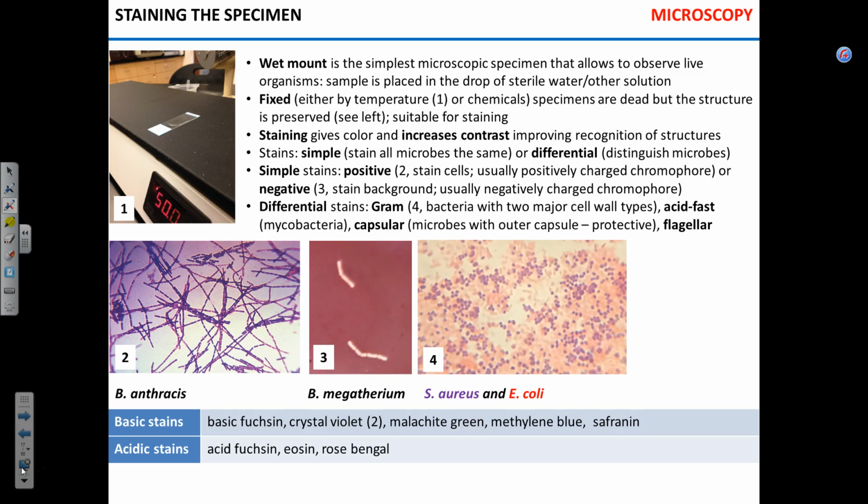So wet mounts, of course, are good, but we often want to stain the specimens. Another problem, well, not a problem: if you have a lot of microbial cells on your specimen, you don't really care if they're moving or not.